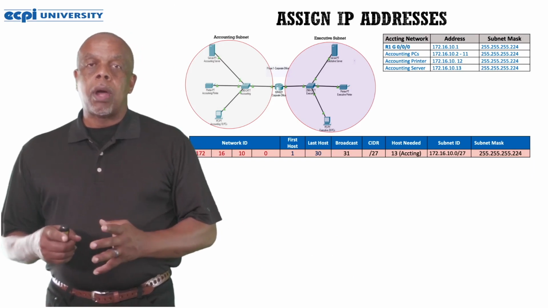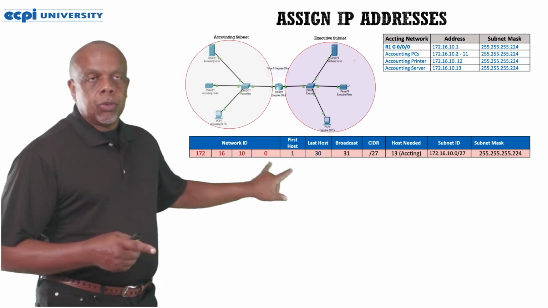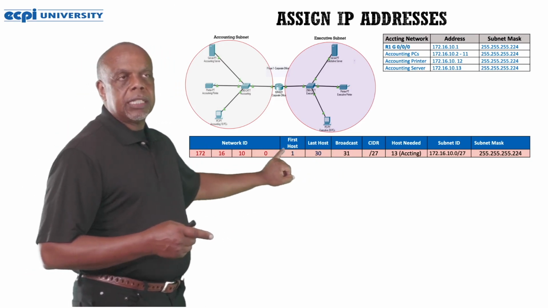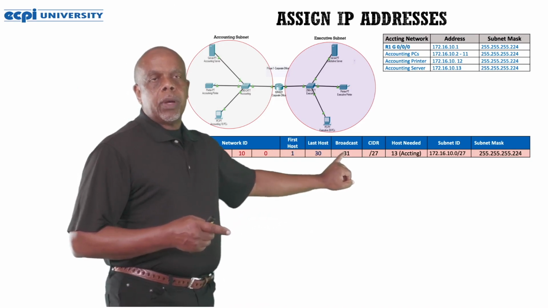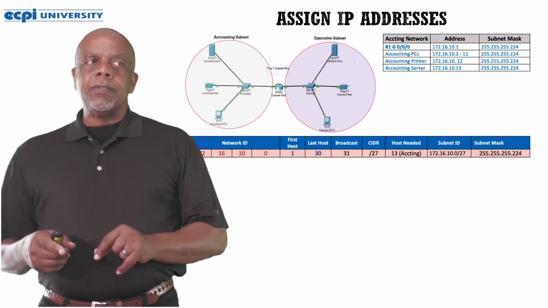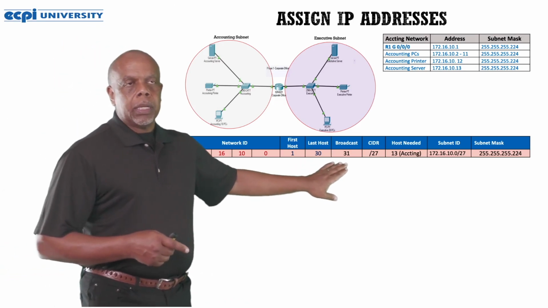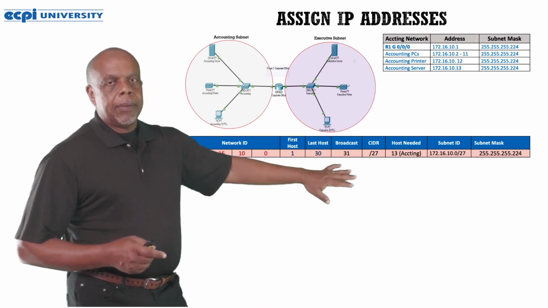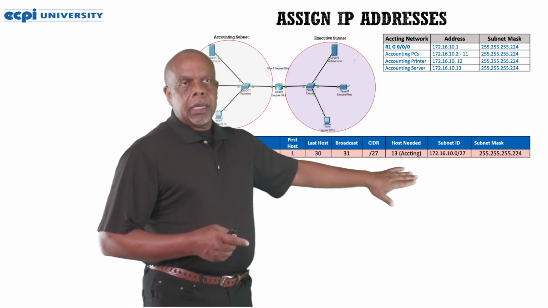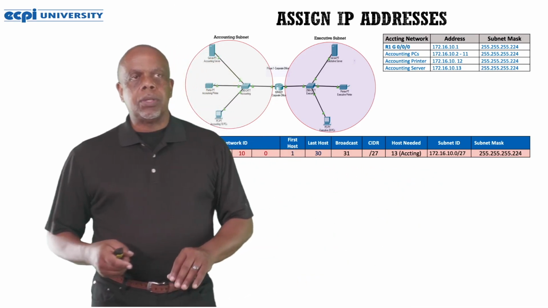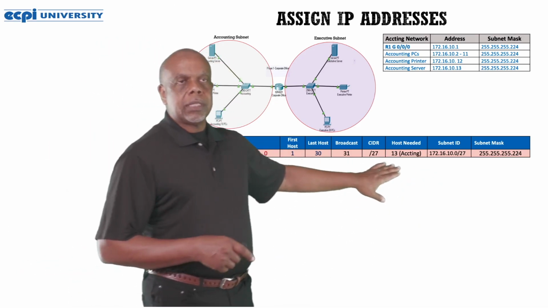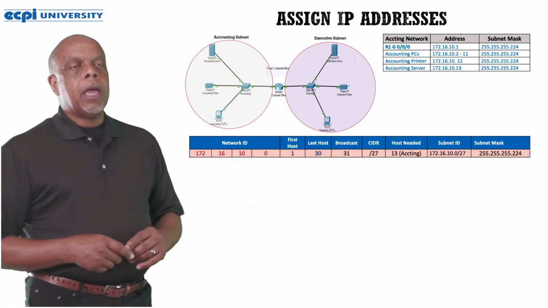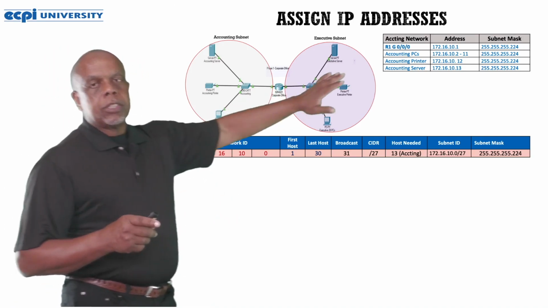Again, we cannot assign the broadcast IP address. So this is my 32 IP addresses from 0 to 31, from 172.16.10.0 all the way through 172.16.10.31. Those are the addresses I have assignable. The CIDR is /27. How many do I need? I need 13 for accounting. The subnet ID is 172.16.10.0, CIDR /27, subnet mask 255.255.255.224. Now that I know what I'm working with, I can actually start assigning these addresses.